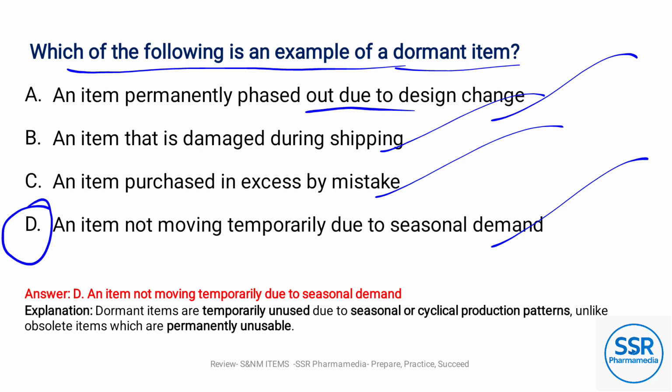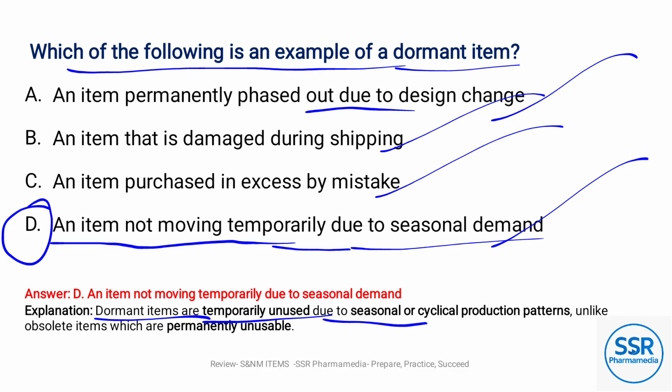So, dormant: an item not moving temporarily due to seasonal demand. Dormant items are temporarily unused due to seasonal or cyclical production patterns, unlike obsolete items, which are permanently unusable. You should know the difference between dormant and obsolete.